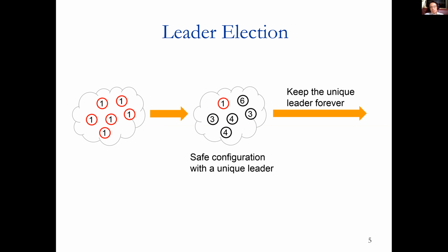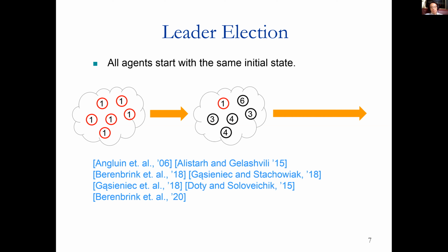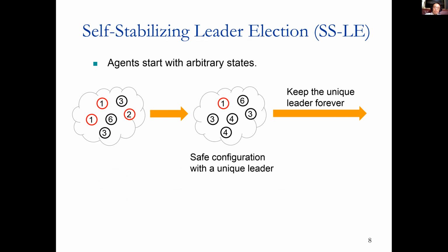Most of the previous works on leader election assume that all agents start with the same initial states. And there were a lot of related works, including the brief announcement talk right after my talk. In our work, we focus on a slightly different problem called self-stabilizing leader election, or SSLE for short, in which we assume that the agents can start with arbitrary states. So initially, there could be no leader, there could be multiple leaders, but regardless of the initial configuration, we still want to reach a safe configuration with a unique leader at some point.